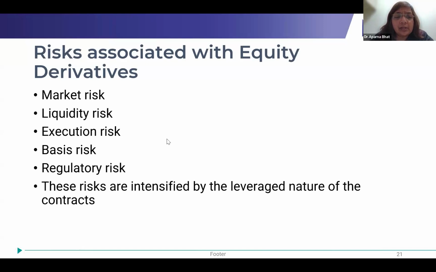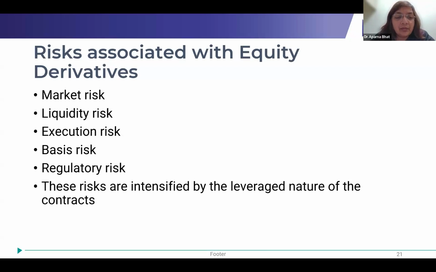And execution risk. Okay, execution risk is, again, more common in an arbitrage transaction. It is the risk that you had planned to buy some stock or some contract at say 100 rupees, but by the time you actually placed your order, the market had already run up. So you could not buy it at 100, maybe you could only buy it at 105.